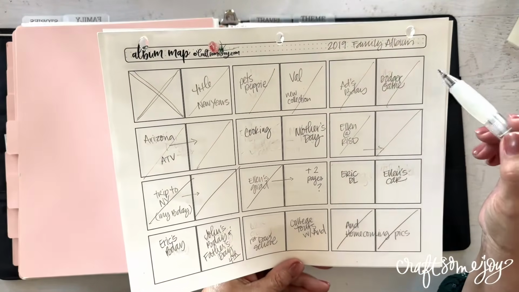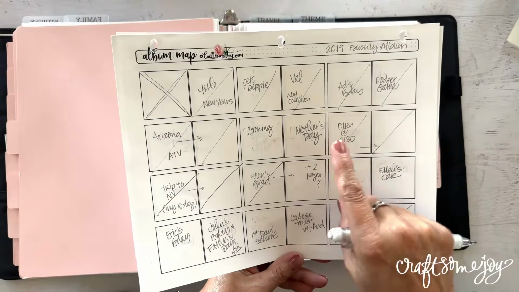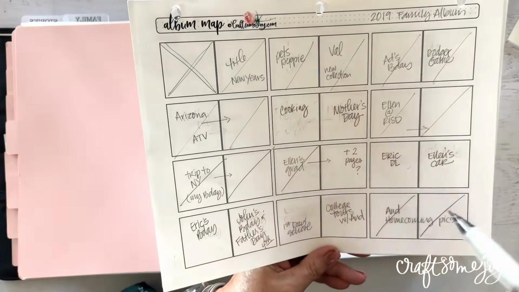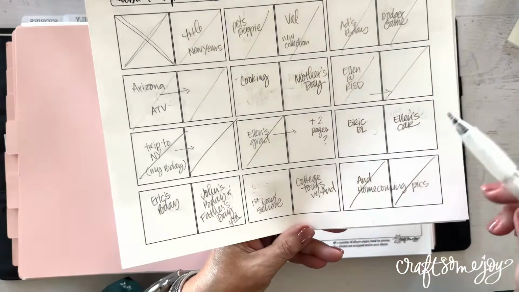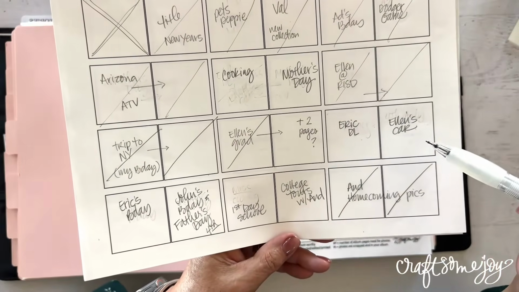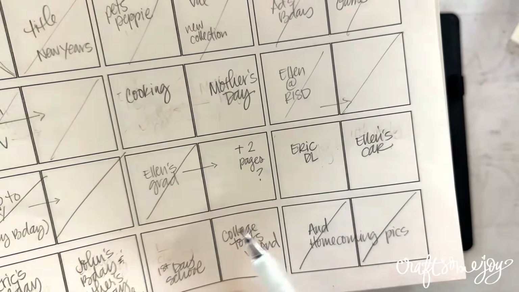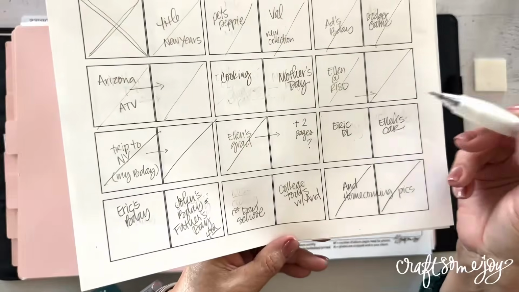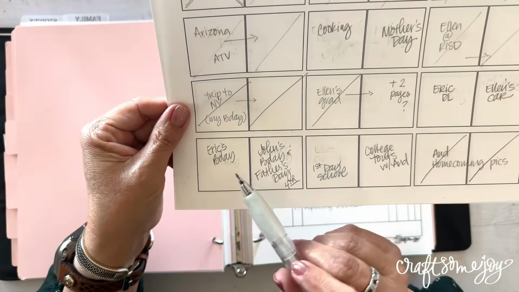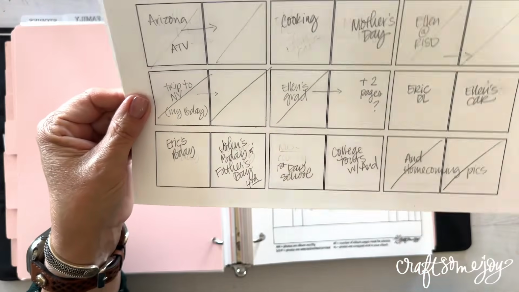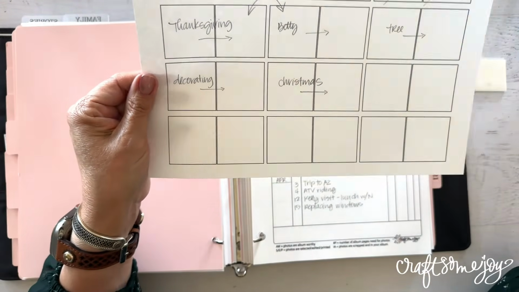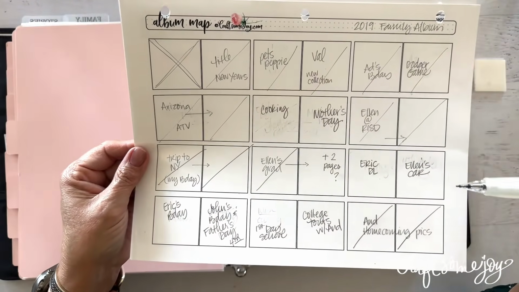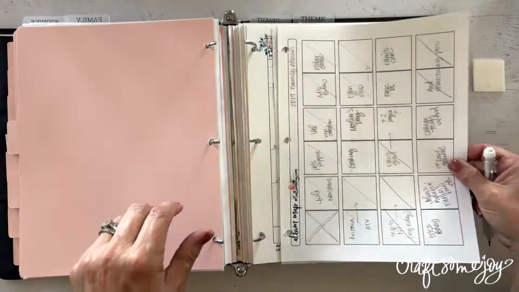And this gives you the opportunity to see your pages, and you can see right here and right here, those 2 pages are not finished because they don't have an X through them. Right here and right here, those are not finished. You can see I erase a lot and change my mind. So again, you could use Post-its if you need, or just, that's why I'm always using a pencil. Eric's birthday, John's birthday, first day of school. So once I get all that down, I know exactly how many pages I need to finish for my 2019 album.